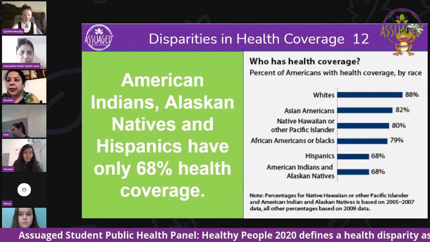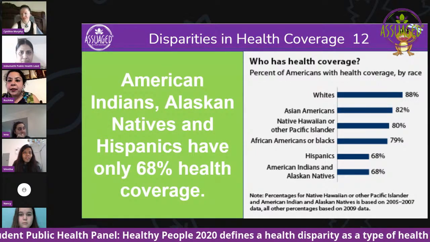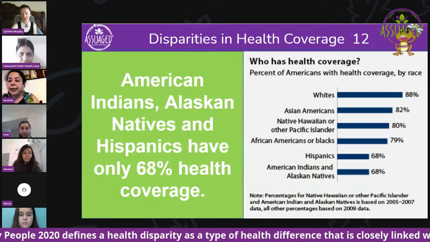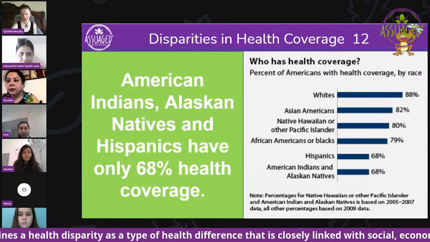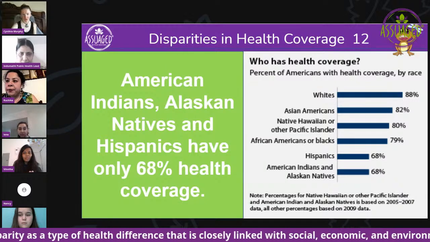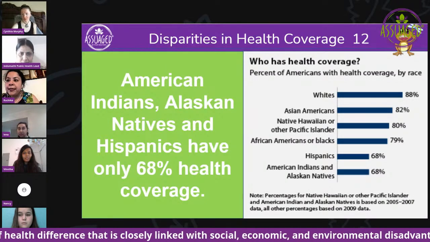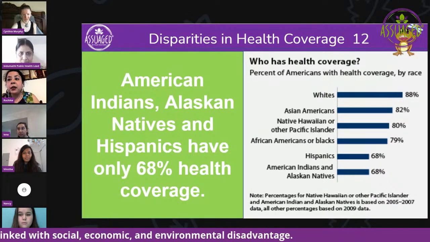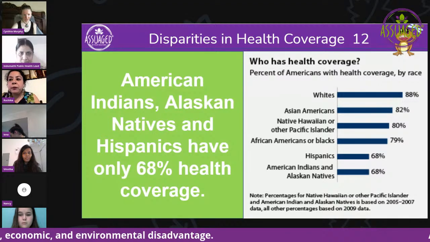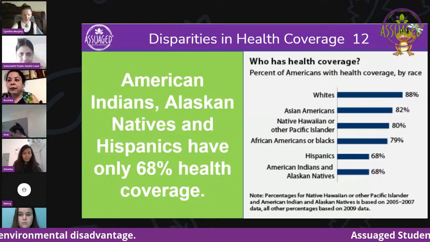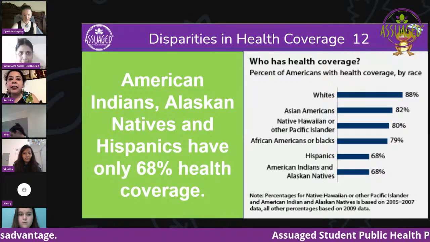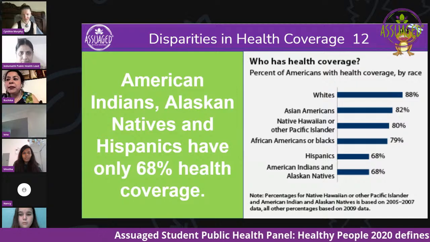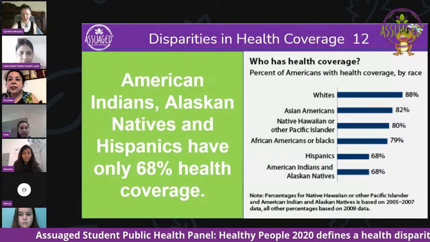Now, disparities in health coverage. American Indians, Alaskan Natives, and Hispanics have only 68% health coverage. Now, we can see in the graph the percentage of Americans with health coverage by race. Whites have 88% health coverage. That is, most of the time they are covered, and if they have any problem, they can definitely reach out to the doctor and get treated faster than anybody else. But for Asian Americans, the percentage is a little lower, 82%, but still, they are managing themselves.